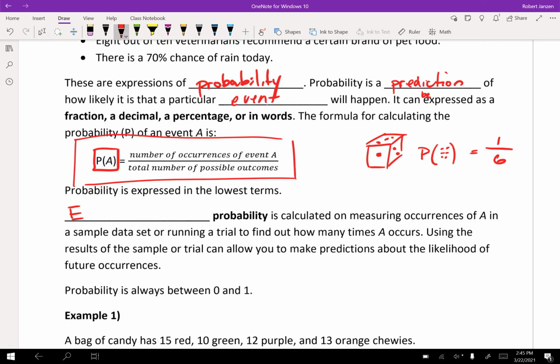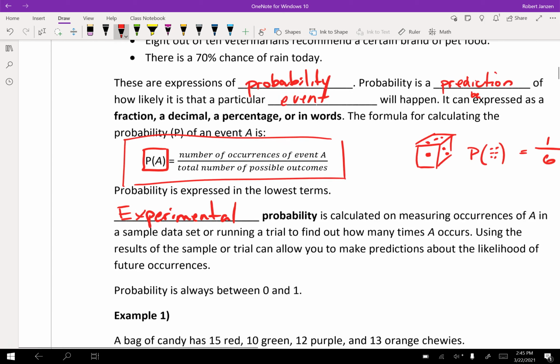Today's lesson is about experimental probability. And it's calculated on measuring occurrences of A in a sample data. So we actually do a trial to find out how many times A occurs. Using the results of the sample or trial can allow you to make predictions about the likelihood of future occurrences to happen.